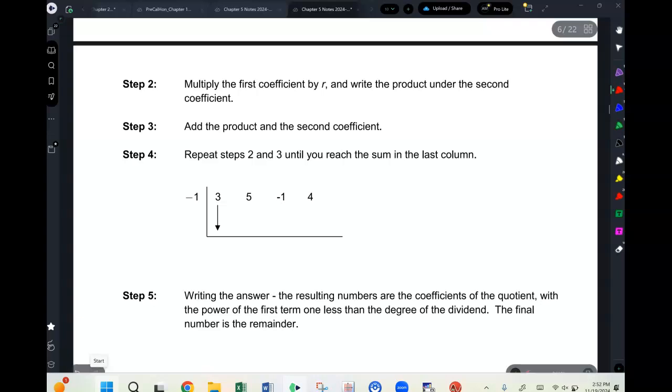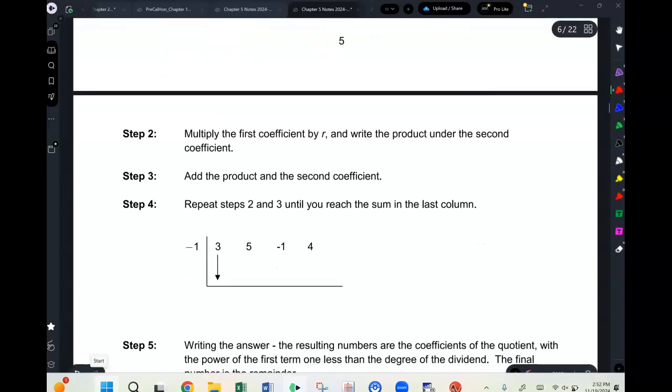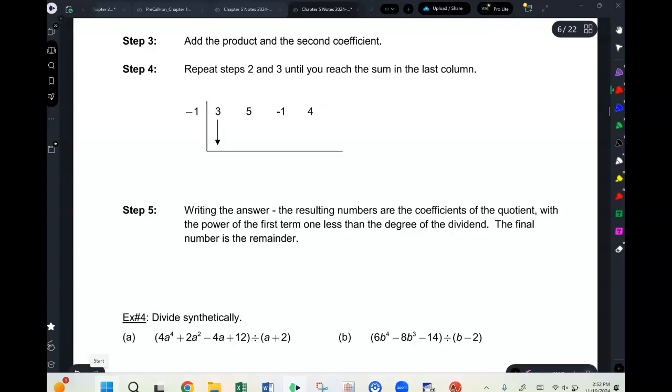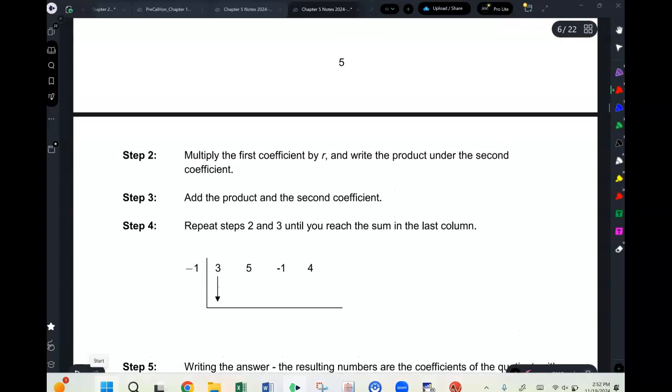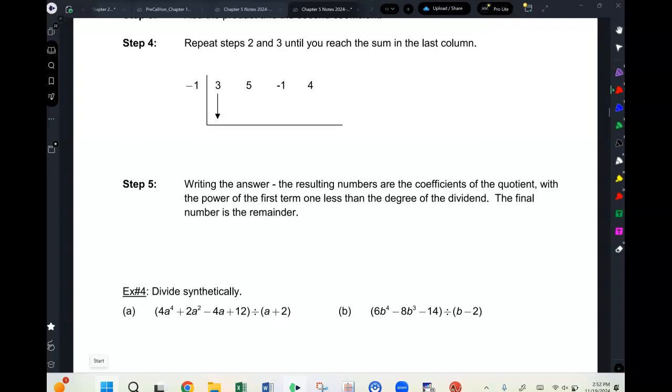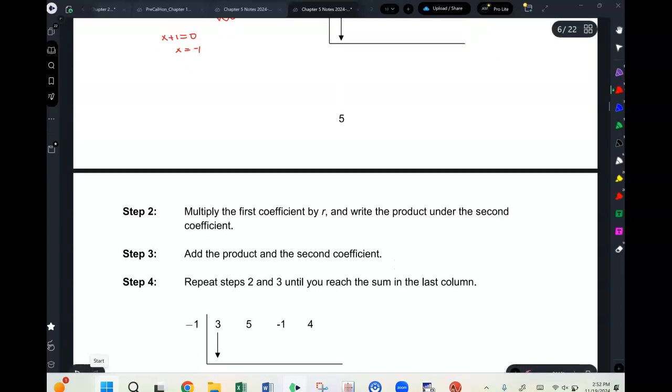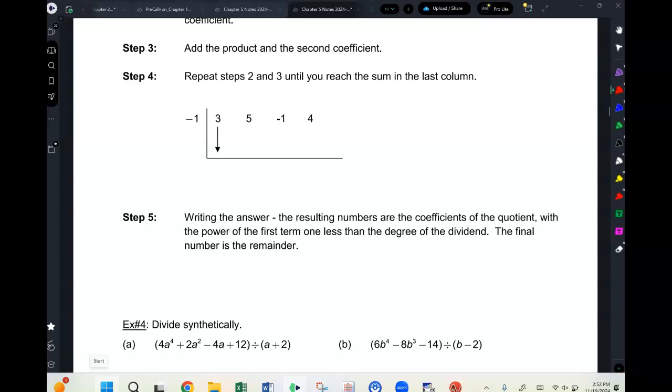I'm still very skeptical. Okay, so here's what happens. Let's just work over here. The first number, 3, comes down for free. Okay? First number comes down for free.